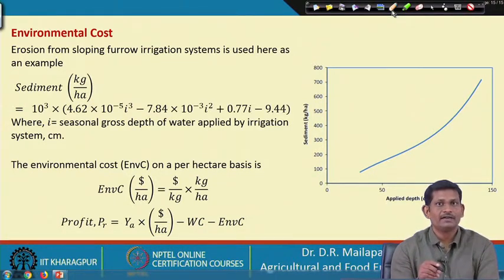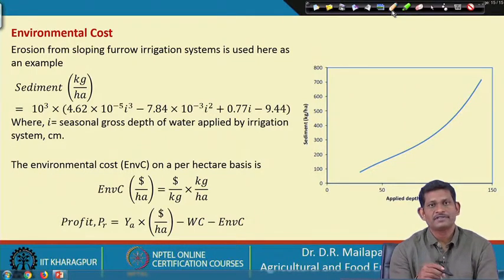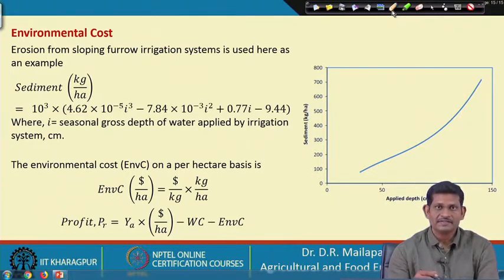So, previously we have only accounted for water cost. Now, environmental cost is also very important. Suppose in case of surface irrigation there is a lot of runoff and that carries a lot of sediments from the field, and definitely that pollutes the nearby water bodies. So, that involves a cost because you are dumping a non-point source of pollutants into the freshwater bodies. If you consider that, definitely the profits will reduce.